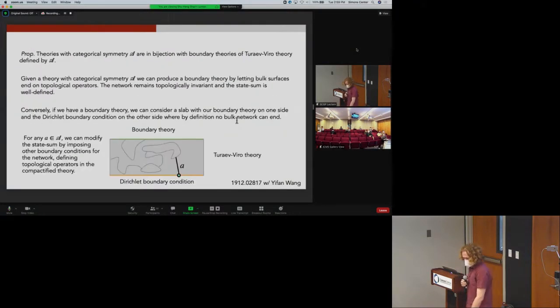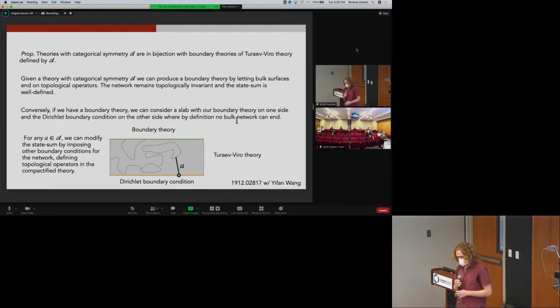So this theory is very nice. Here's a proposition. This argument is from my paper with Yifan. Theories with categorical symmetry A are in bijection with boundary theories of this theory, this Turaev-Viro theory, defined by the same category. We'll need some caveats here, but here's the argument, and you can fill in the caveats from the argument.